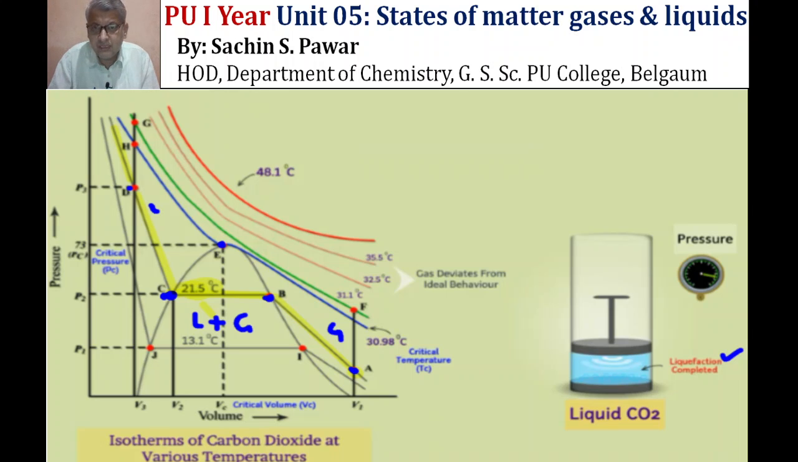For 13.1 degrees Celsius, see, what happens? Same thing again. We start at this point. Temperature is 13.1 degrees Celsius. As I move from this point and come to point I, below pressure P1 this is liquid, this is gas.